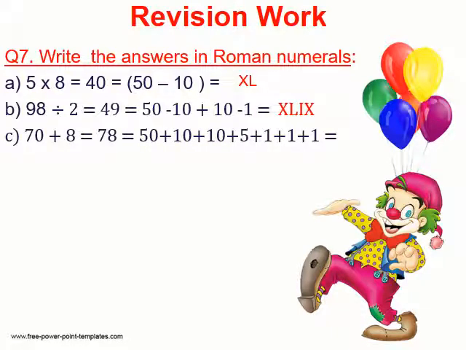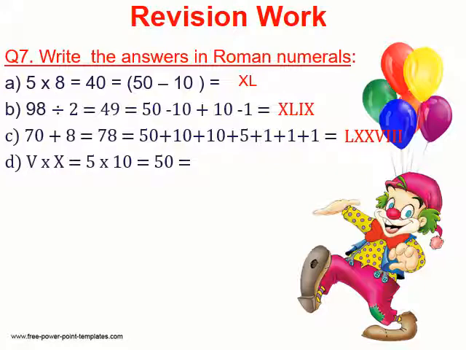So now let's come to the C part. 70 plus 8. So 70 plus 8 is equal to 78. And 78 means 50 plus 10 plus 10 plus 5 plus 1 plus 1 plus 1. The Roman numeral for 50 is L, for 10 is X, for 5 is V, and for 1 is I. So what is the Roman numeral for 70 plus 8? It is L, X, X, V, I, I, I.